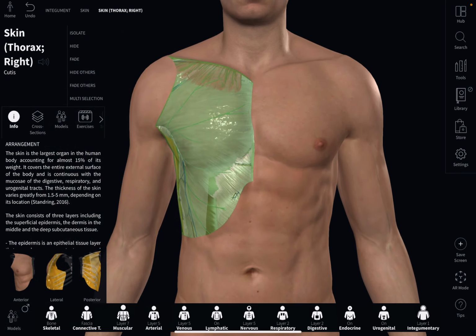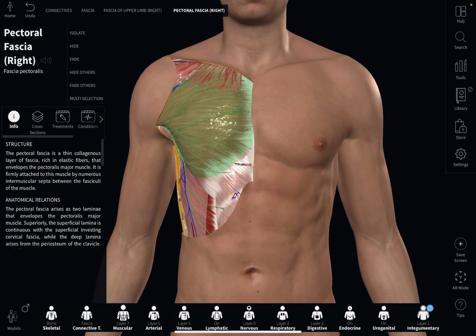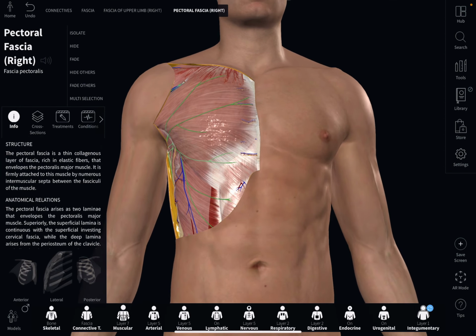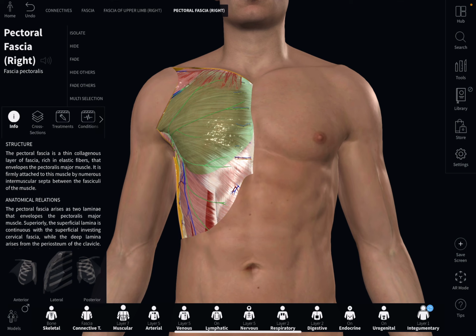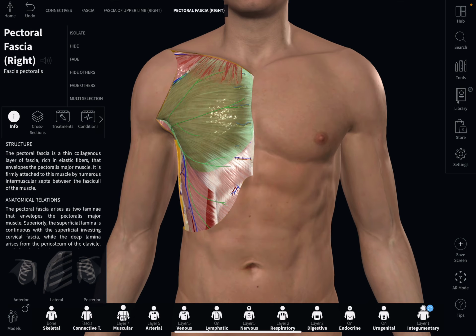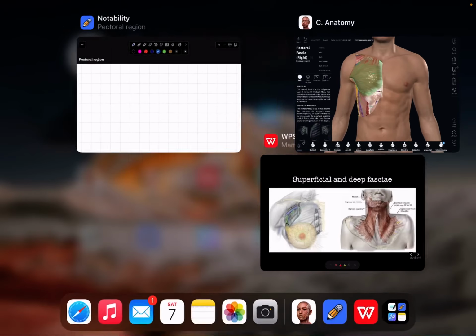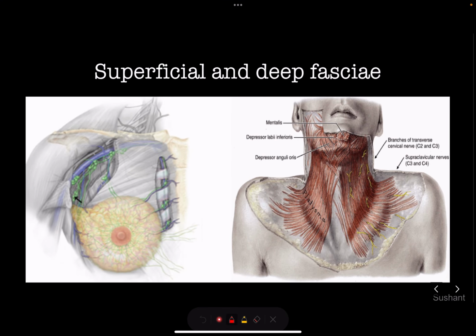When I remove the skin, we see the superficial fascia. This superficial fascia is already removed. The superficial fascia consists of fat. It is fibrofatty. And in females, the superficial fascia contains the mammary gland, so that's an important structure. In males also the mammary gland is present, but it is rudimentary. In females it is functional. In both sexes the mammary gland is present in the superficial fascia.